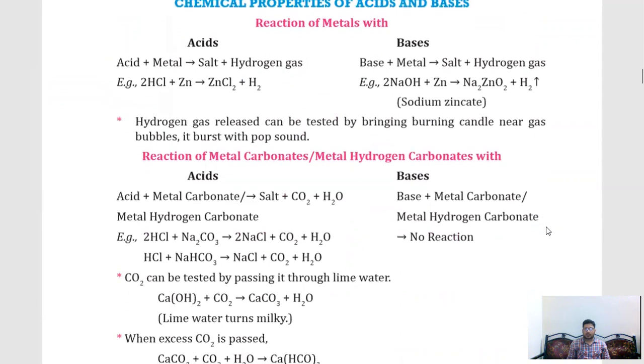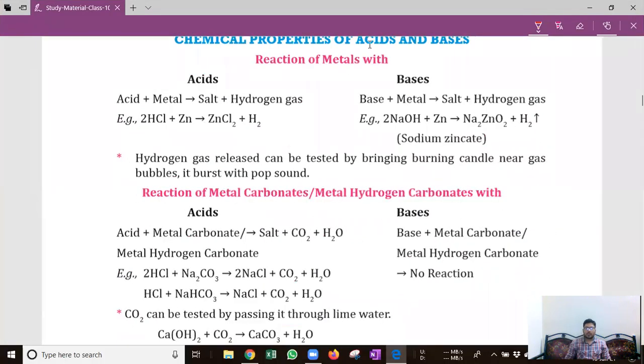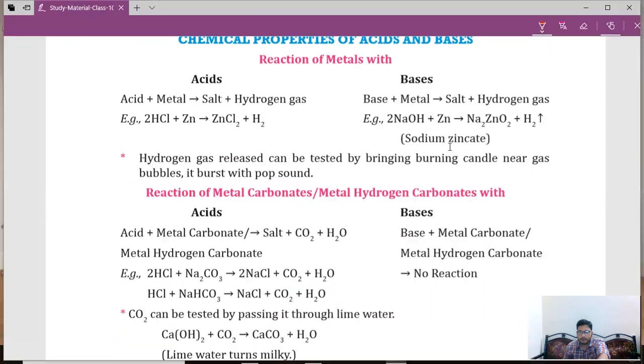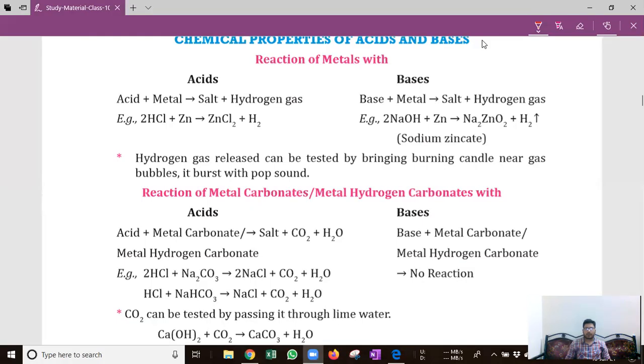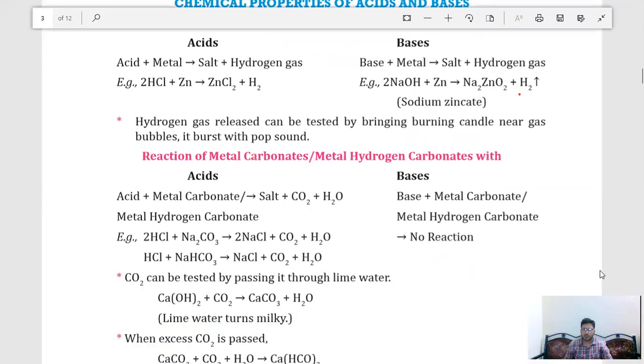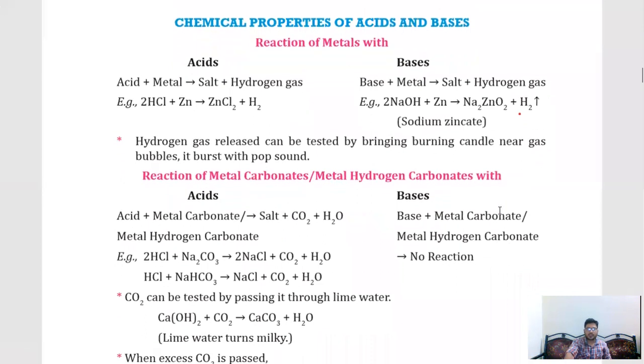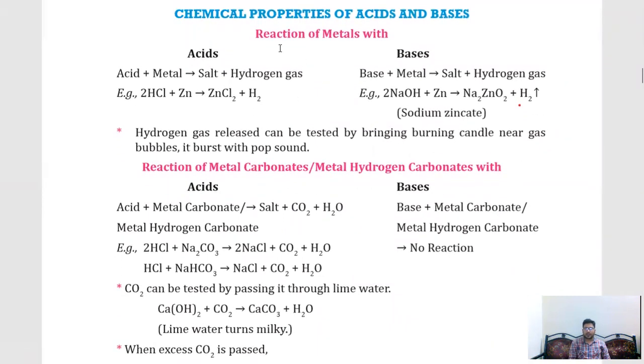Now, this is a very important topic: chemical properties of acids and bases. We'll discuss concepts regarding this. This is the most important concept in this chapter. You can expect a lot of questions from this concept. So first, reaction of metals with acids and bases. If you add metal to acid, what will happen? If you add metal to base, what will happen? Guys, the equations are displayed. You must understand, read and remember them.